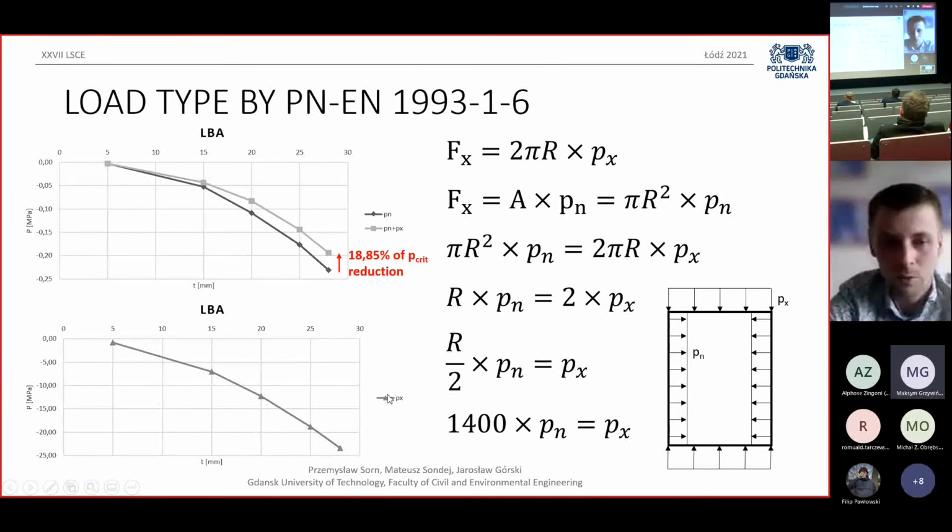But if we compare the situation when we apply only a normal pressure with the situation when the normal and longitudinal pressure are applied simultaneously, we see that the reduction of the critical value of pressure is around 18%.